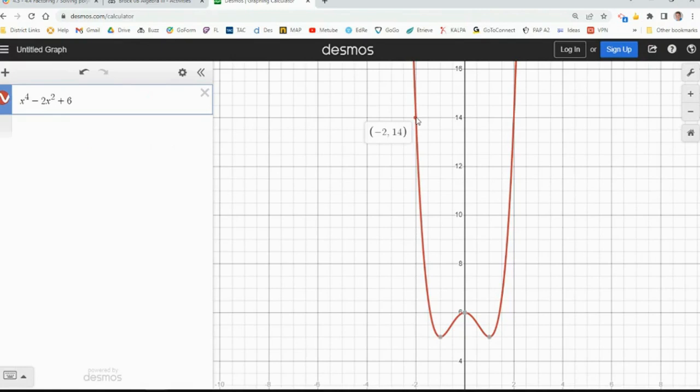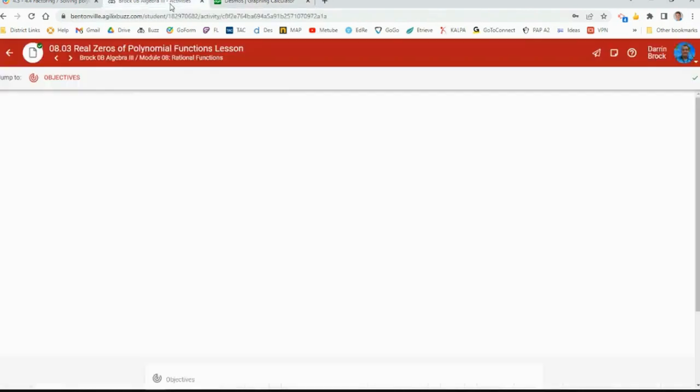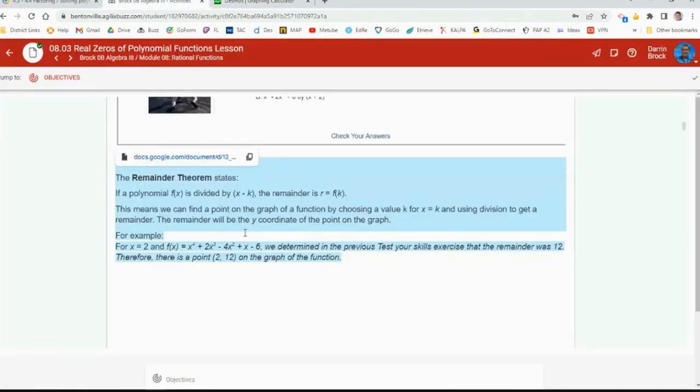You probably haven't seen that before in math, but that's a useful thing for synthetic division to find out what the y coordinate is. We can divide that in there. And it says it's not a 0. In fact, this equation has no real zeros. All of its zeros are imaginary zeros, because it does not cross the x-axis anywhere. So the remainder theorem shows that we can find a point on the graph by dividing using division, and the remainder will be the y coordinate. So our -2 gave us the coordinate of -2, 14. All right.